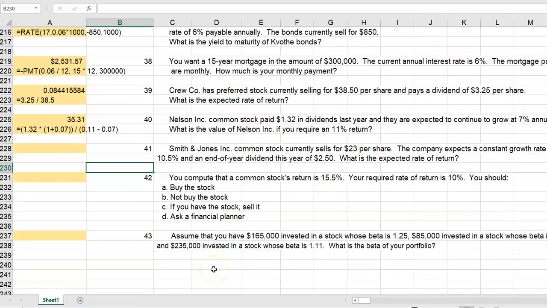All right, Smith & Jones. Common stock sells for $23. The company expects a constant growth rate of end of year dividend. What's their expected rate of return? All right, and this one you had to remember the expected rate of return is equal to the yield of the stock, dividend yield, not divided by, dividend yield plus the growth rate.